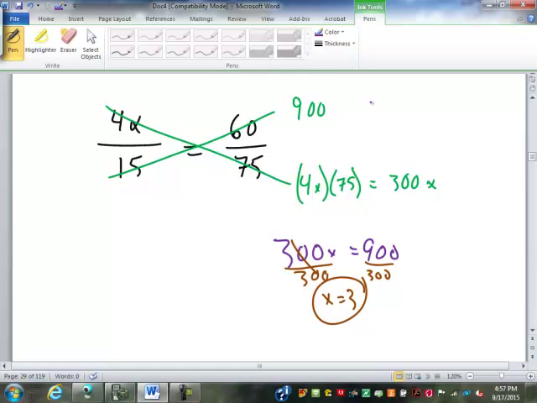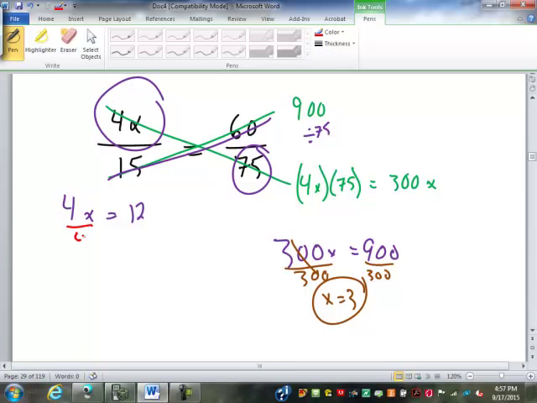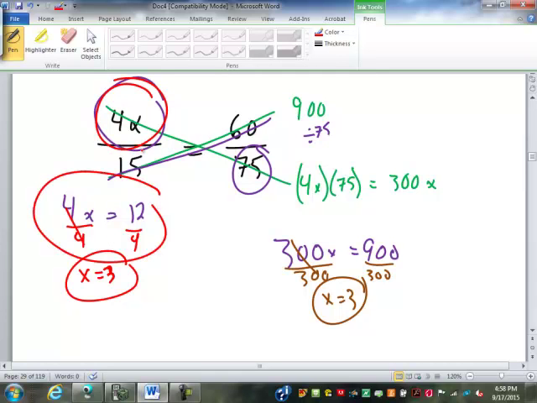Now again, we could have cross-multiplied and divided. 15 times 60 is 900. Divided by 75 is 12. But x doesn't equal 12. What equals 12? 4x equals 12. So to find x, we have to divide by 4. x equals 3. So we can get that answer using cross multiply and divide. We just got to be careful. Right now we're not finding x. What we're doing when we cross multiply and divide is finding 4x. Write it as an equation then and solve the equation.